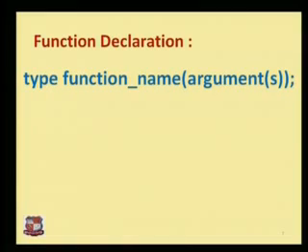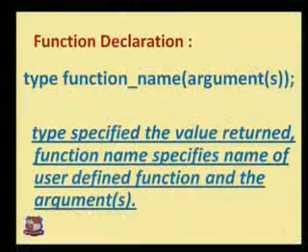In the braces we have arguments. These arguments define the operation of a particular function, what values or references are to be passed to the function. In this important part we have to define the type, which specifies the value returned, the function name, which specifies the name of the user defined function, and the arguments.